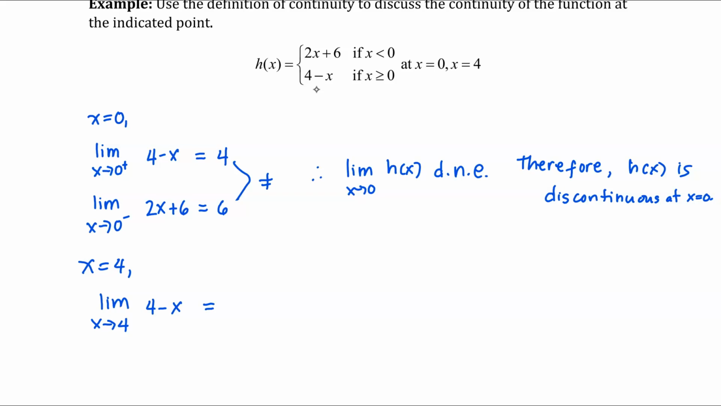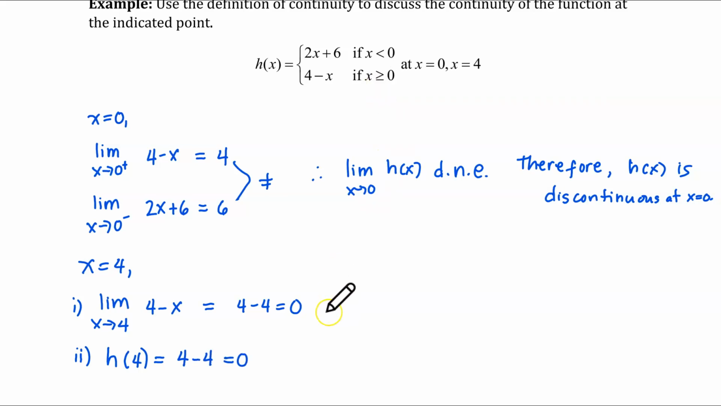Now the limit as x approaches 4 of h of x will just be 4 minus 4. And 4 minus 4 is 0. So the limit exists and it is equal to 0. Next is to find the value of the function at x equals 4. So let's find h of 4. Again, 4 is on this interval here, and we use this definition of h for x equals 4. So we have 4 minus 4, which is 0.